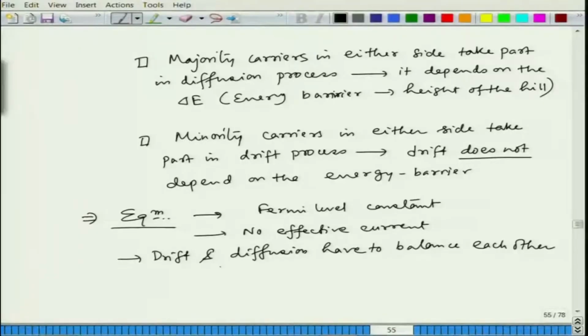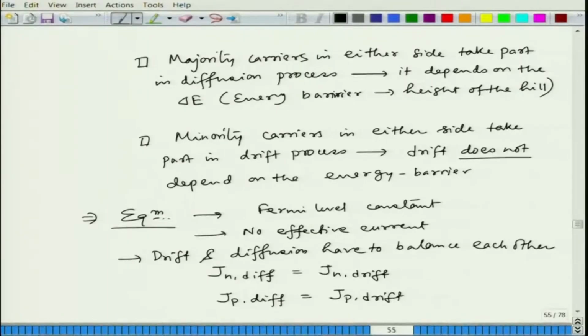So, what you can write is that for the conduction band, J n diffusion is nothing but J n drift, then only if they have the same magnitude and they are opposing each other. So, basically there will be equilibrium or no effective transfer, and similarly for the valence band you have this equality of magnitude for the whole current, diffusion current and drift current, and again you will see that they are in opposite directions.